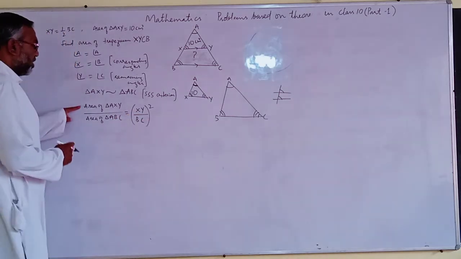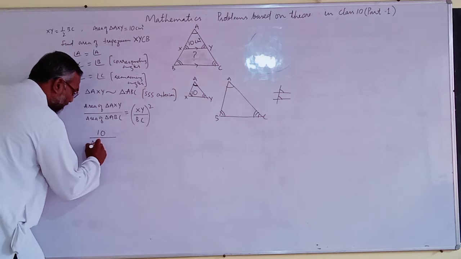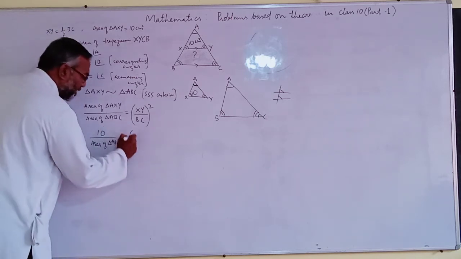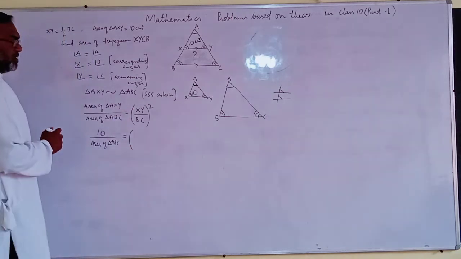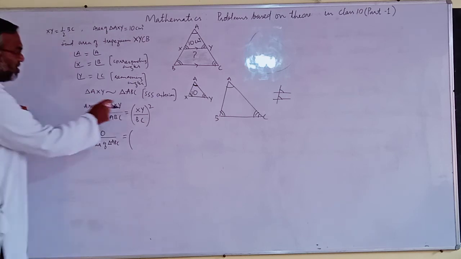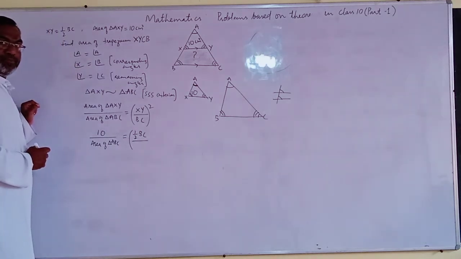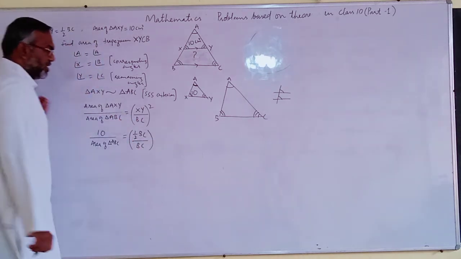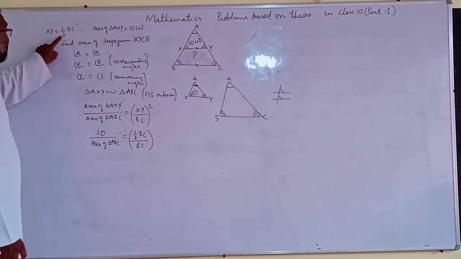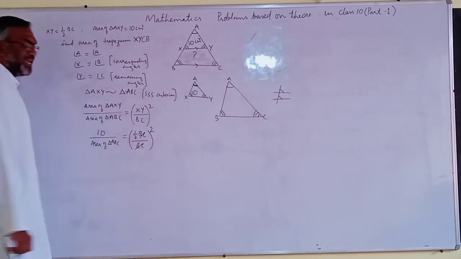Right. Now, area of triangle AXY. Do we know area of triangle AXY? Yes, we know it is 10, divided by area of triangle ABC, which we don't know, is equal to, now here XY. Can we write XY as half BC? XY can be written as half BC. So I can replace XY by half BC, divided by this BC. Why? Because in the question it is already given XY is equal to half of BC. Then this square will remain as it is, right? This BC will get cancelled.